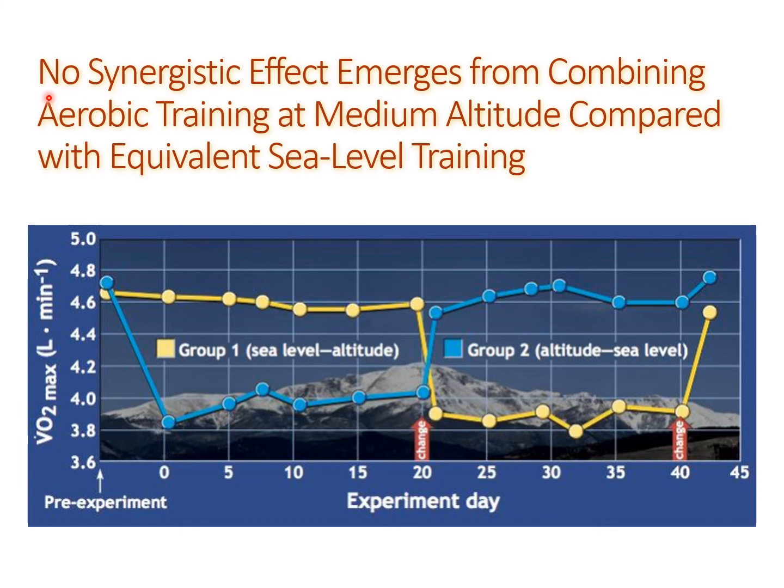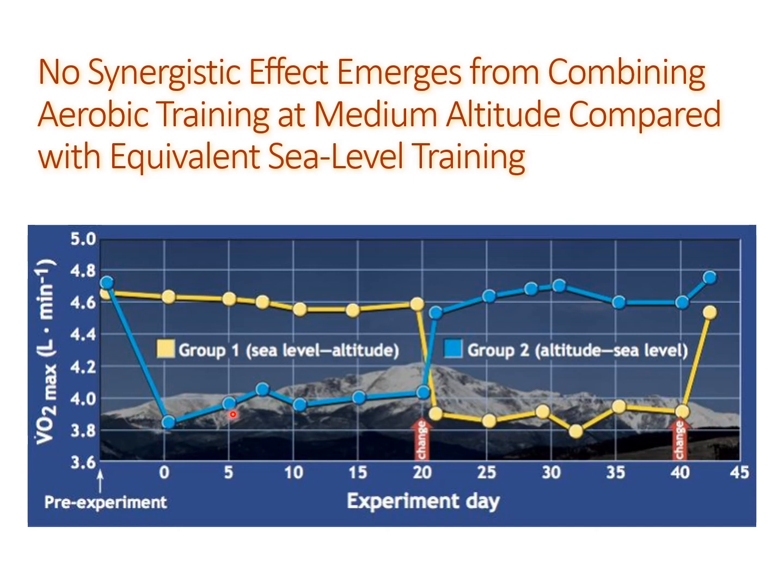Okay, so we actually see that there's no synergistic effect that emerges from combining aerobic training at altitude compared to training at sea level. And what we're going to see here is we're going to look at two different groups. We're going to look at group 1 in the yellow, and we're going to look at group 2 in blue. So group 1 starts by training at sea level, and we're looking at their VO2 max, and then they go to altitude and they train at altitude.